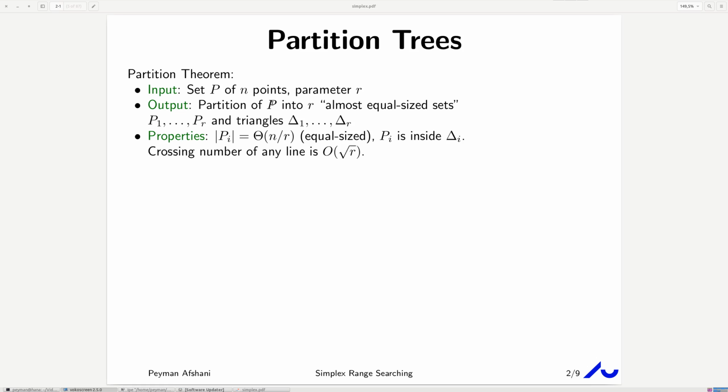And also on top of that, we enclose the point set Pi into a triangle delta i with the following properties. First of all, the sizes are almost equal, so the size of each Pi is theta of n over r. Pi is inside a triangle, and on top of that, the crossing number of any line is square root r. I'm going to explain this with a picture.